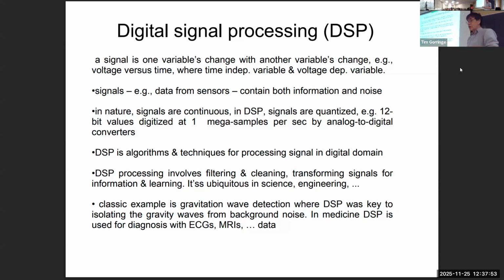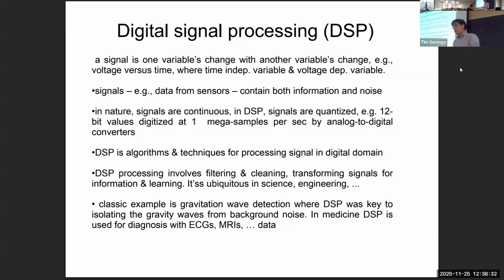And digital signal processing has become ubiquitous across science, engineering, medicine. One great example of it in physics is the digital signal processing that was done to extract the signal of gravitational waves from the data that was collected. That data has the gravitational waves embedded in it, but there's a lot of noise and background in that data. And complex digital signal processing was used to extract the evidence of gravitational waves.